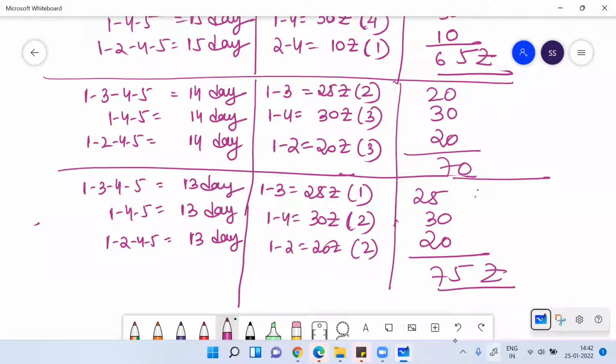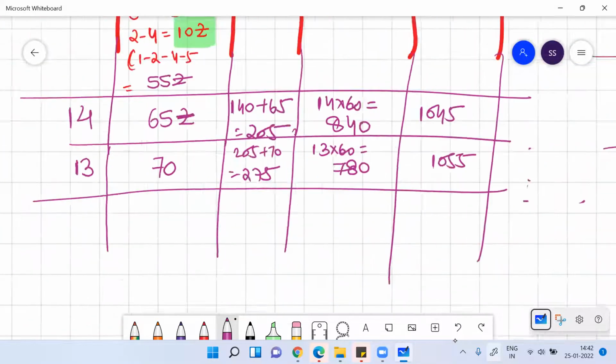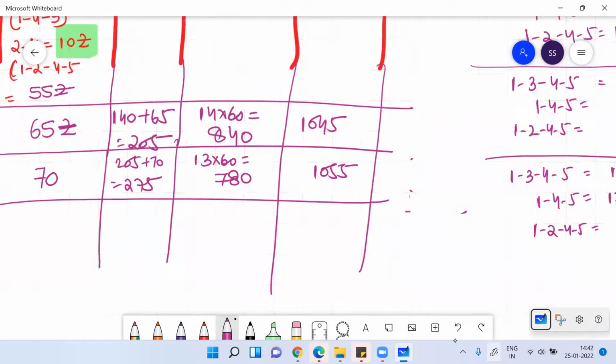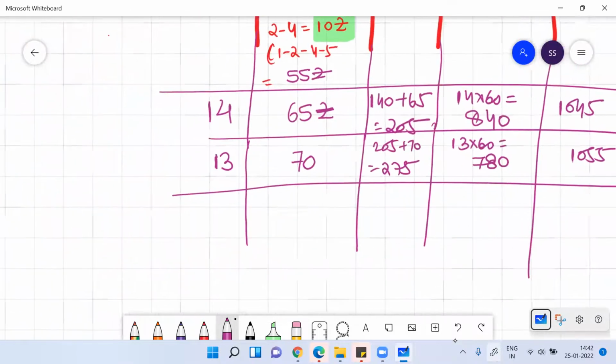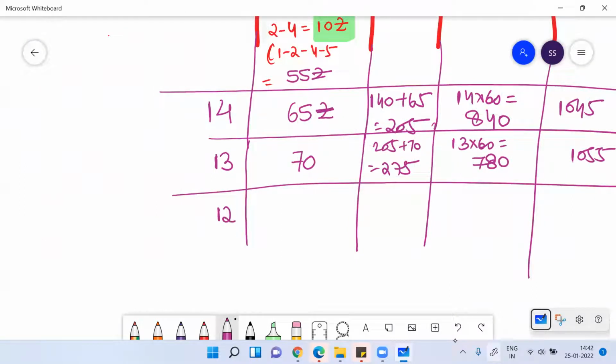Okay, so you can see this for making the crash duration, for making this 13. Now this is 13. Now if I want to make it 12, the crash cost I need to pay will be 75 rupees. So this will be 275 plus 75. So this will be 350 rupees.